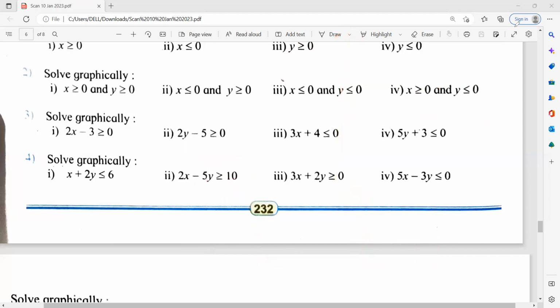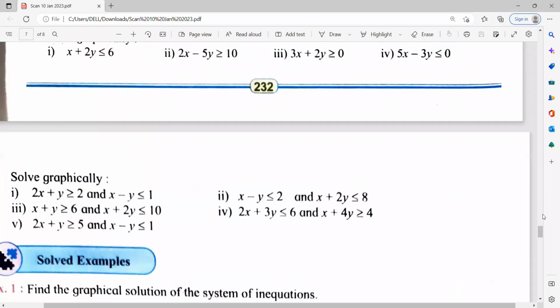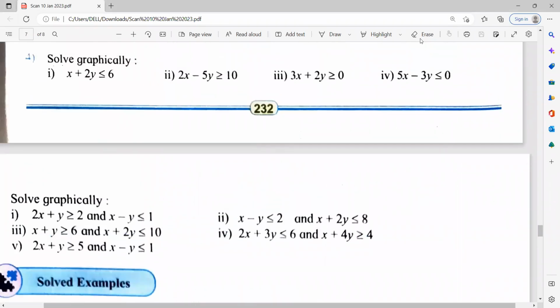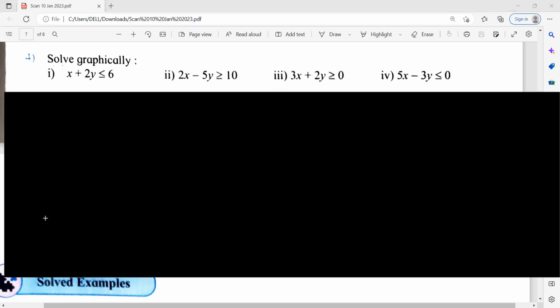What I just wanted to say is, in all these problems you had just one variable, but in question number 4, look at this, where you have to solve graphically, the number of variables is not 1. You have got a total of 2 variables. You see this?